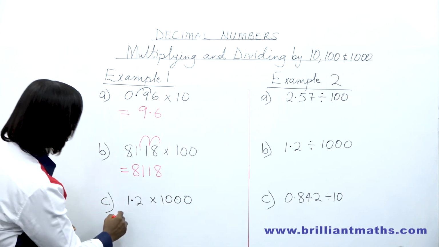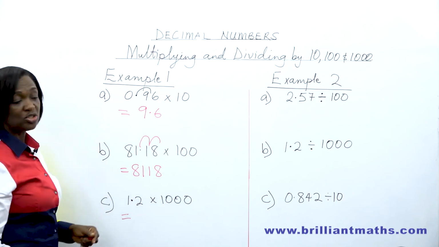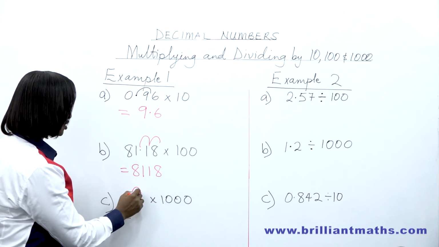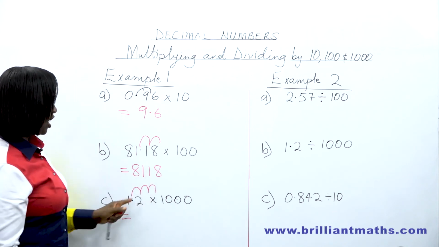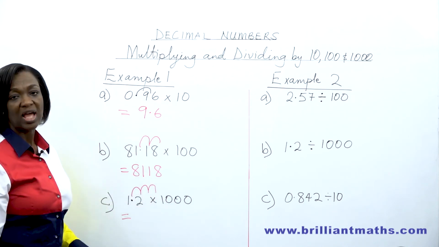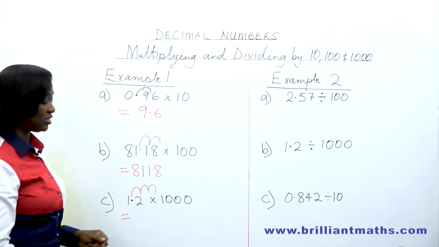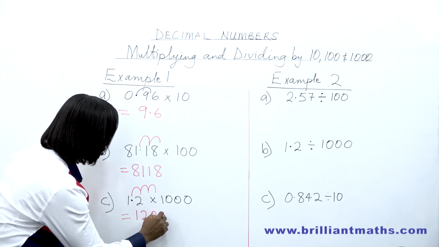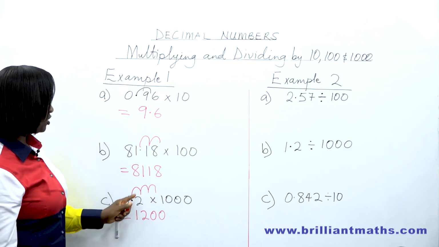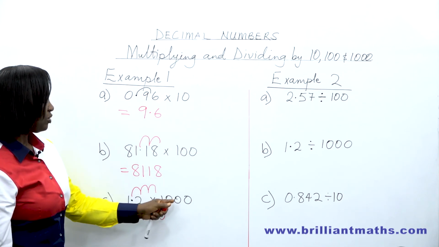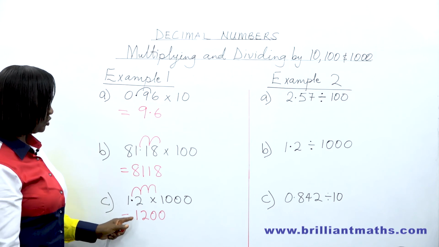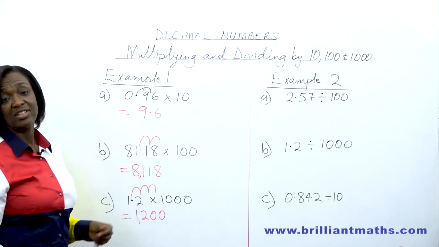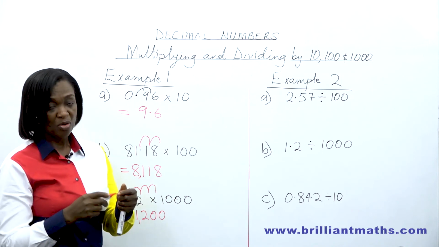For the last one, 1.2 times 1,000 is going to get 1,000 times bigger. Here we have loops without numbers, and we will put zeros there. So the answer will be 1,200. So 1.2 times 1,000 is equal to 1,200. It's a very easy concept. Just play around with it.